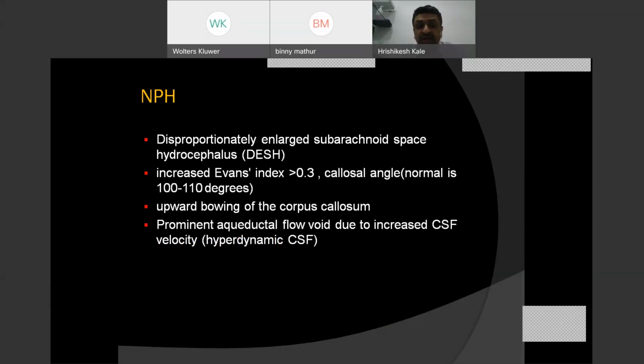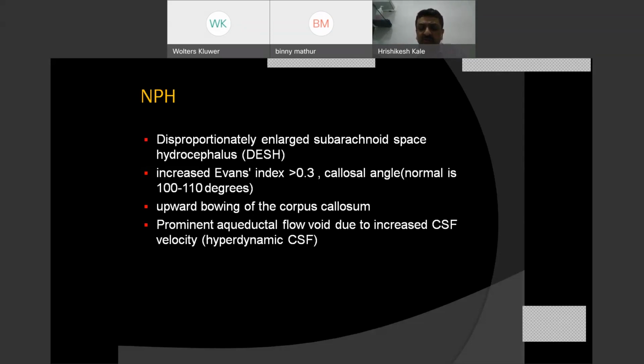So what is DASH? DASH is disproportionately enlarged subarachnoid space hydrocephalus. Typically, if you look at the lower portion of a coronal T2-weighted sequence, if there are dilated sulci along the sylvian fissures and in the lower portion of the brain parenchyma, and relative effacement of the sulci at the frontoparietal convexities, this can suggest the presence of DASH.